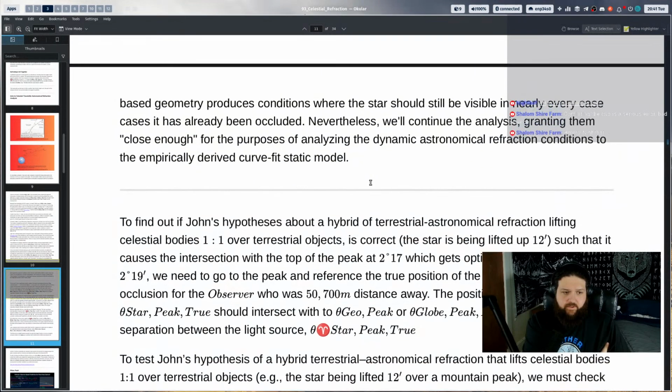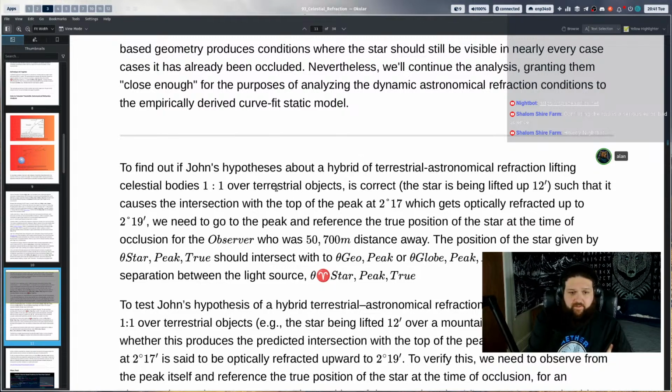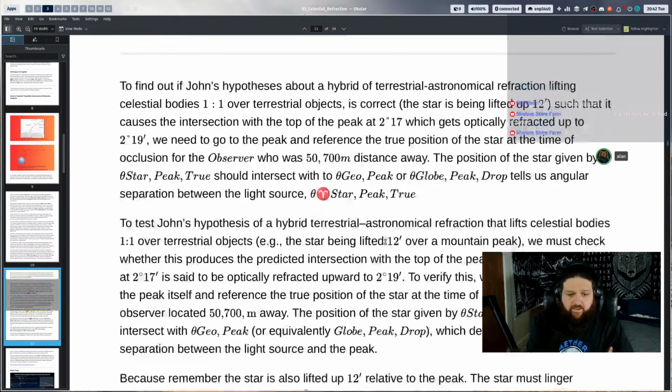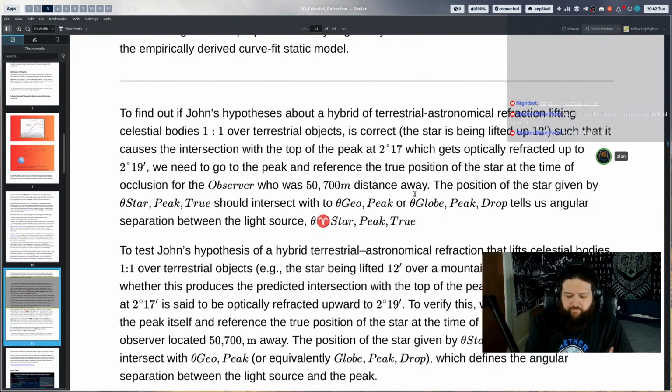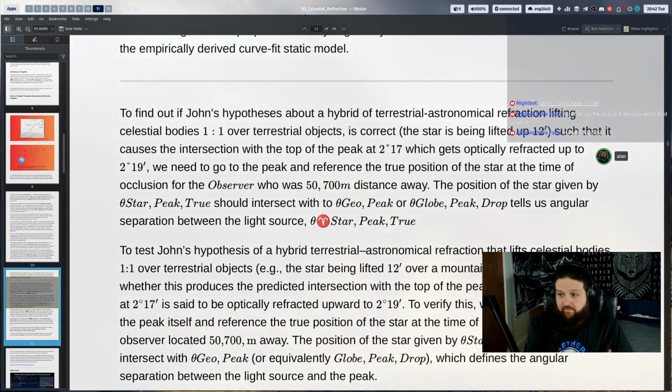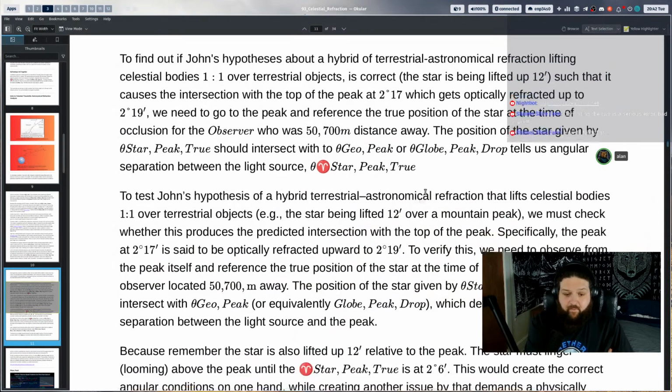Okay, so to find out if the globularist hypothesis is correct about the terrestrial hybrid refraction with astronomical, to see if it lifts it up 1-to-1 like they say it does, we can analyze using the position with respect to the peak and see what the differences are. Because if they match, then the star would have to be lingering there until the true position gets down to 206 with respect to the peak, which would change the occlusion time. And the occlusion time was the same for everyone. So that didn't happen, and we can rule that one out.